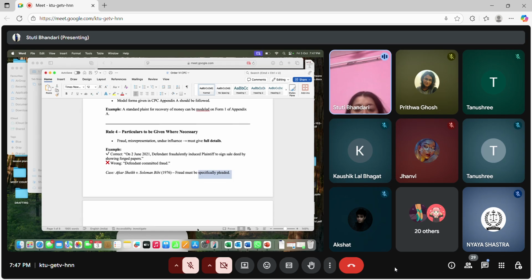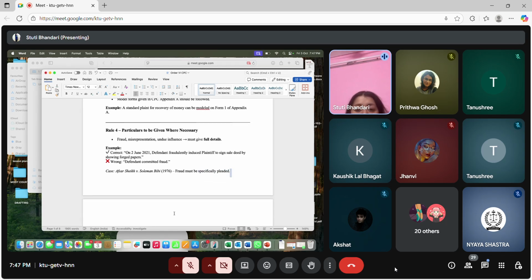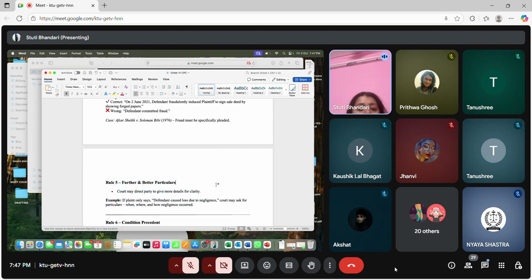Now coming to the rule 5. So these rules are very important. Even if you do not remember them by heart, line by line, you should know them as a formula, as a rule while drafting. See, if you are giving your CPC exam, then you'll have to remember them by heart, rule 1, 2, 3, 4, 5, 6, 7, 8 in a chronological order.